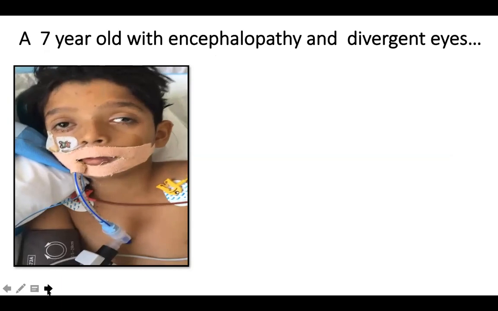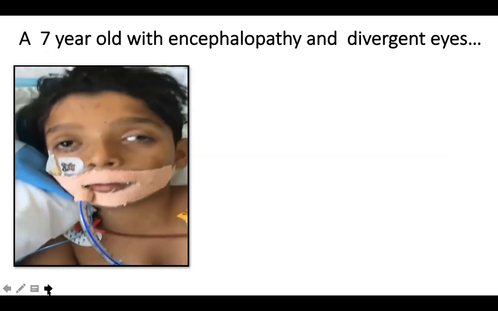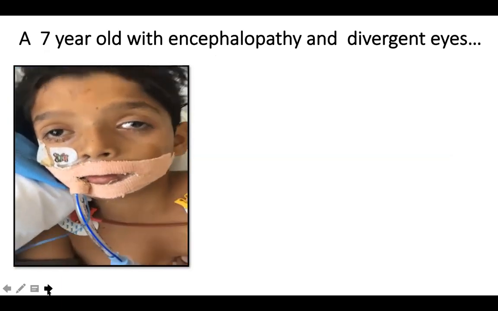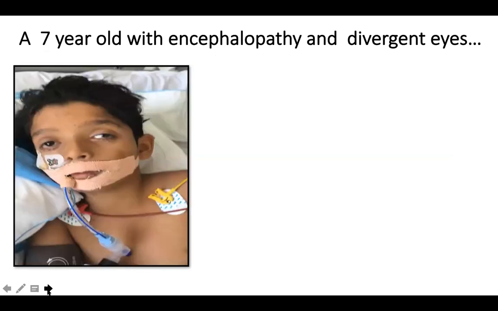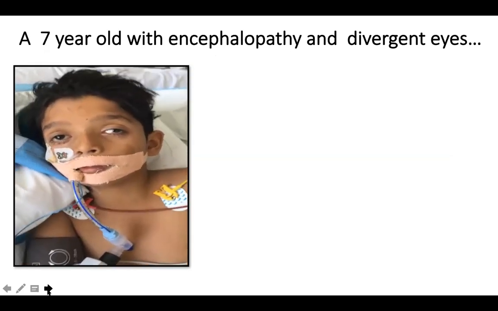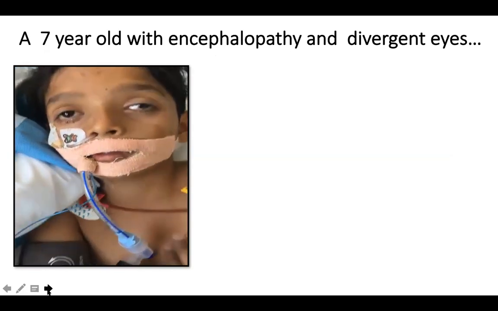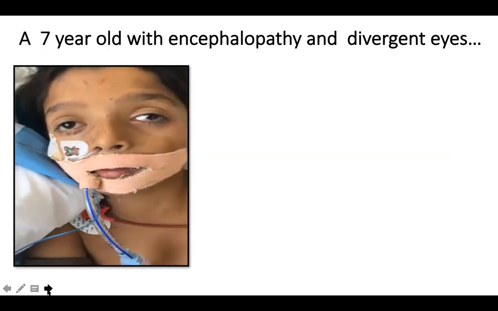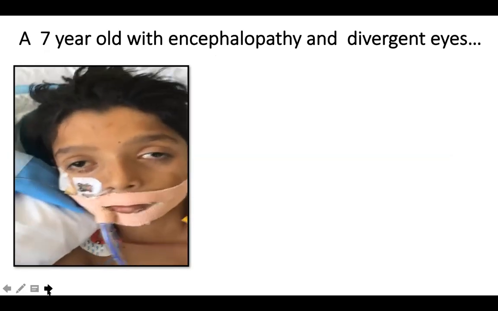So coming to the situations of restricted eye movements in a comatose child. This child had an acute onset encephalopathy with raised ICT, okay, and altered sensorium. As you can see, his eyes are divergent and are not moving. Okay, there is a restriction of gaze.